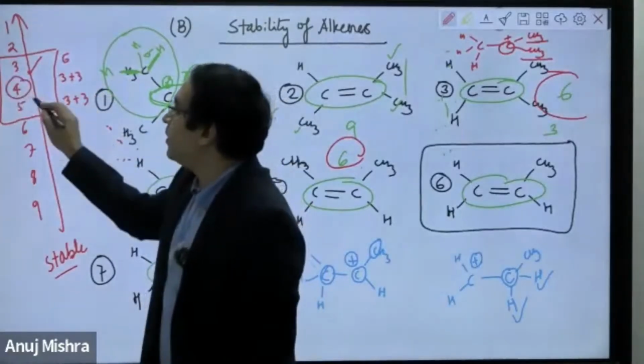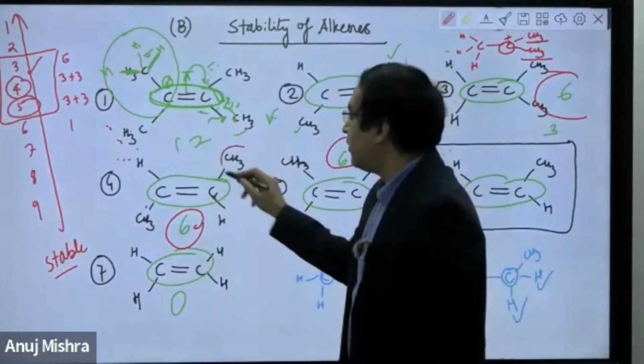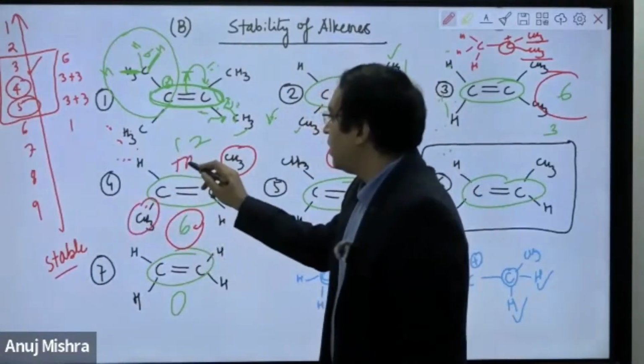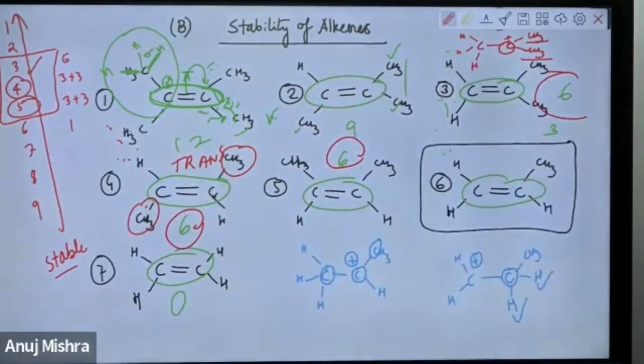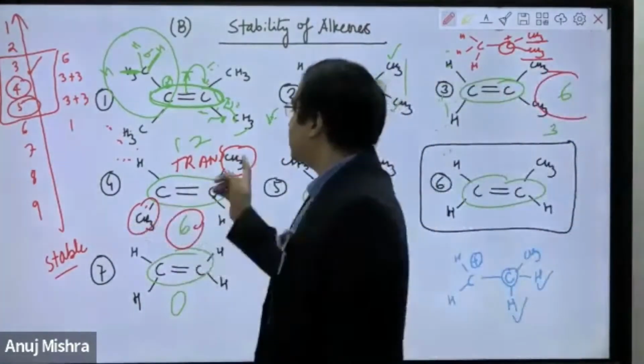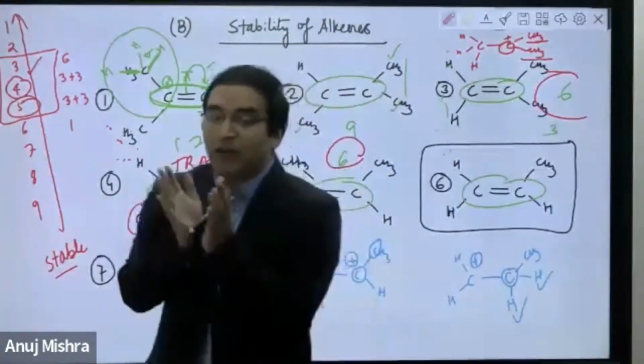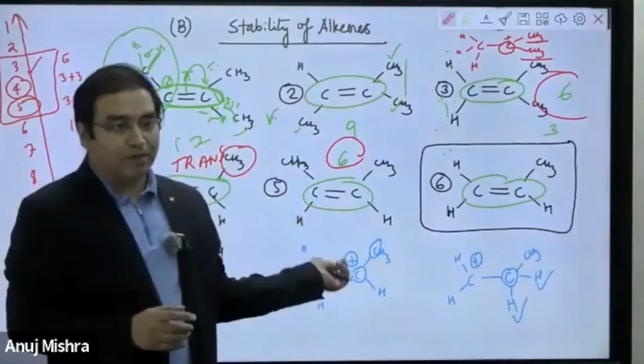अब क्वेश्चन आता है why 4 is better than 5? Because 4 is trans. Trans सेंस आपने पढ़ा हुआ है? Trans is more stable. The reason is this is having diagonal symmetry. CH3s are away from each other. They will not create any repulsion, hence become a stable structure.